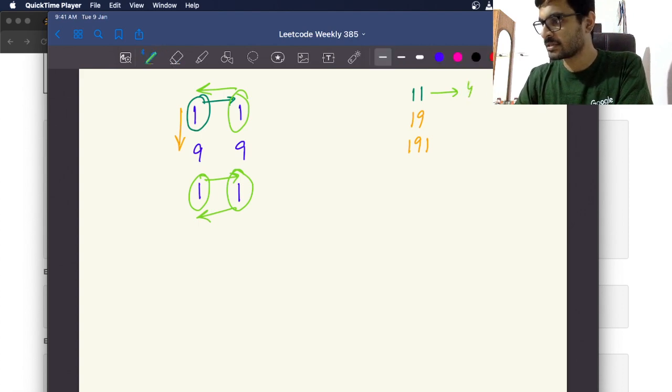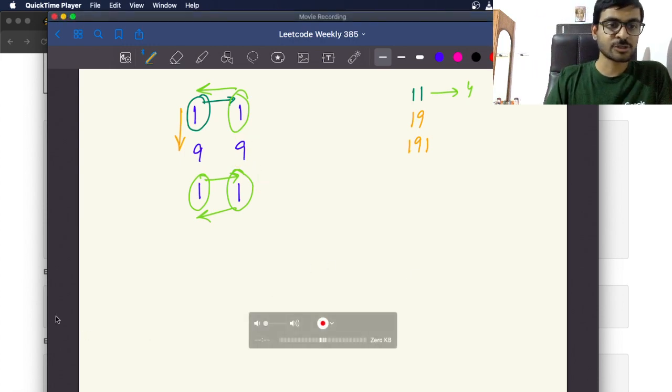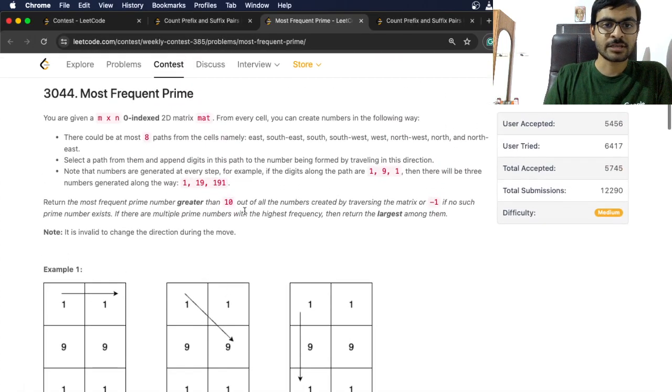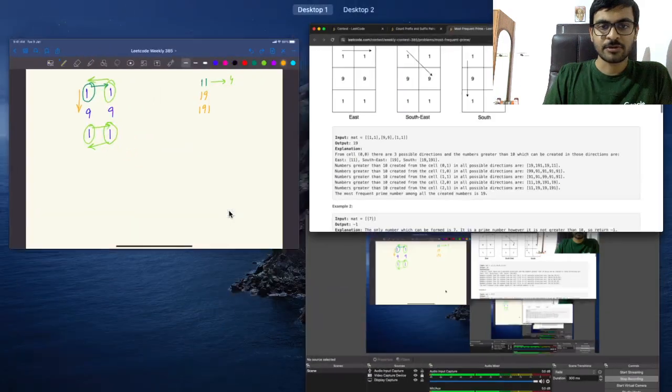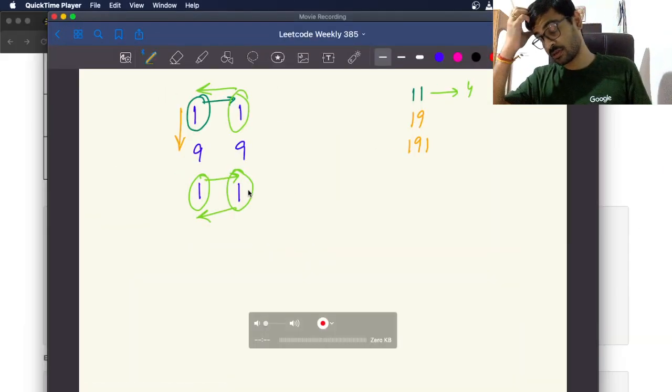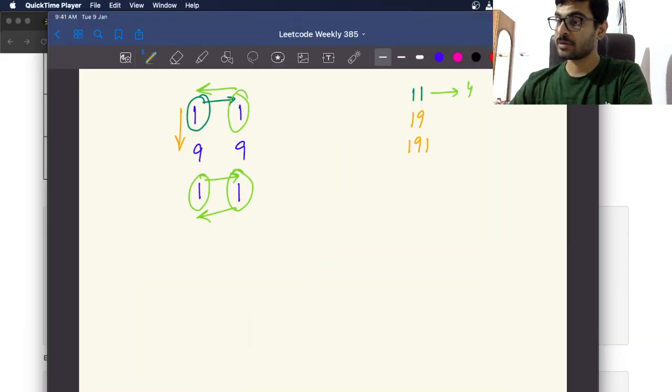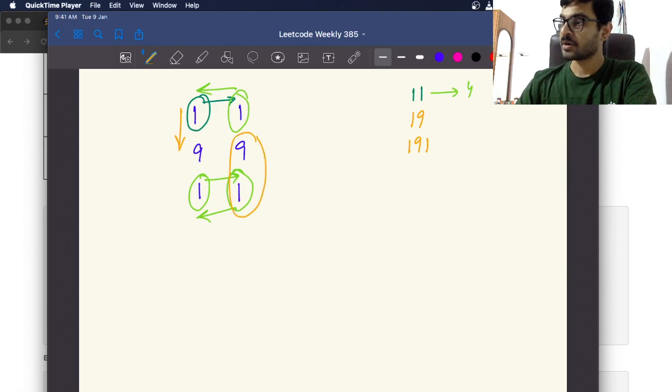9, let us see. 9 we can find here, okay, so it's given that it has to be greater than 10. A prime number greater than 10. 9 is neither prime nor a number greater than 10. So we will look at the bigger ones. 91 is not a prime number, but 19 is.